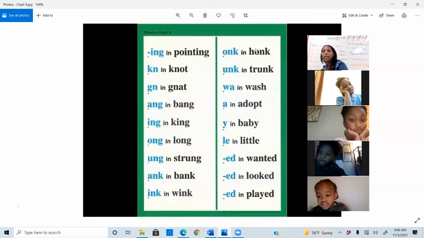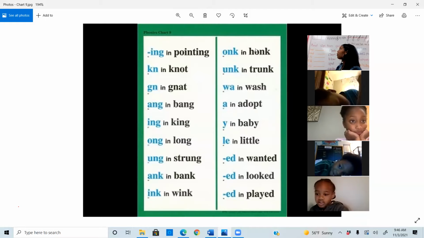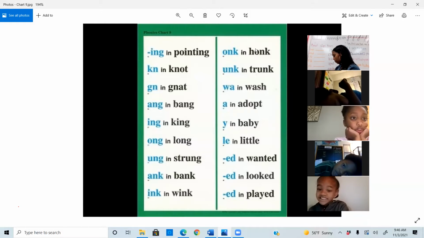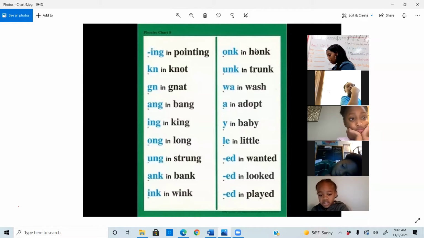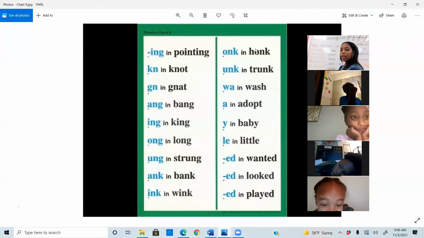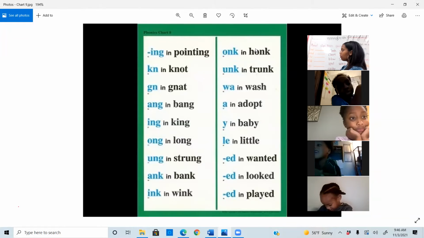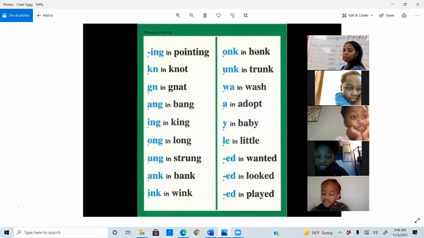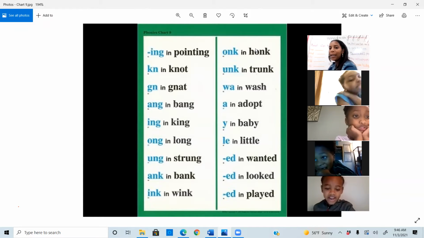I-N-G says ing, as in pointing. After me. Oh yeah, let's do it after me. I-N-G says ing, as in morning. K-N says n, as in knot. G-N says n, as in gnats. A-N-G says ang, as in bang.